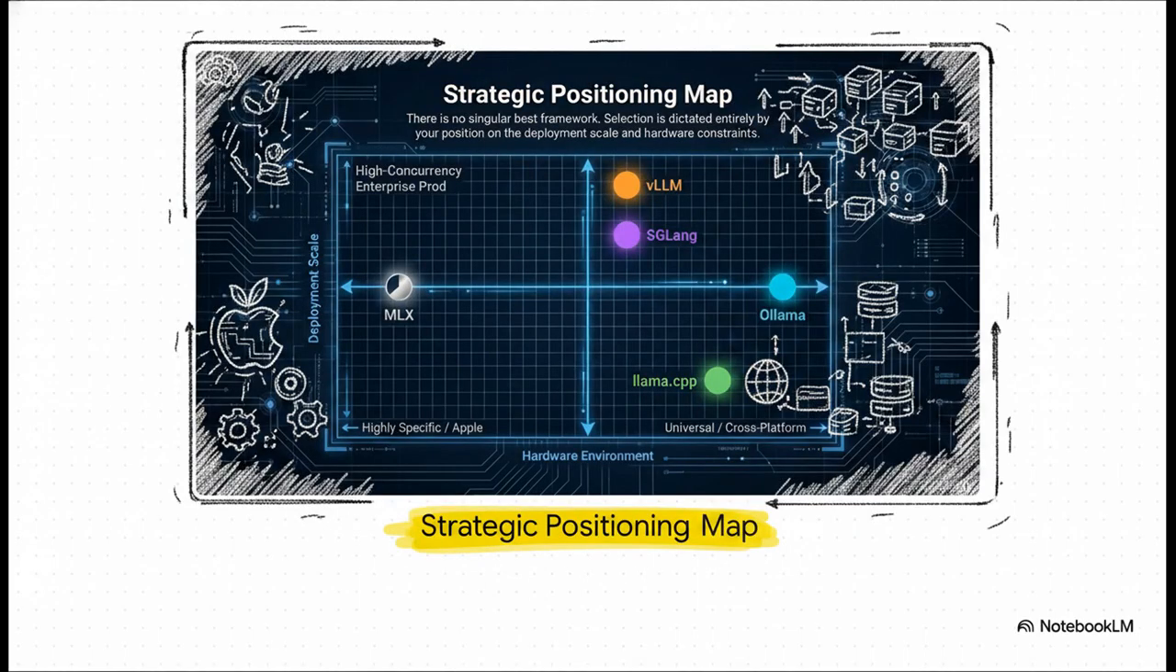When we map these frameworks strategically based on deployment scale and hardware, the territories become really clear. MLX is highly specific to Apple hardware on one side of the spectrum. Ollama and llama.cpp cover your universal cross-platform deployments. Meanwhile, vLLM and SGLang totally dominate the high concurrency enterprise production scale. The takeaway here? There is no singular best framework. Your selection is dictated entirely by your position and your specific hardware reality.